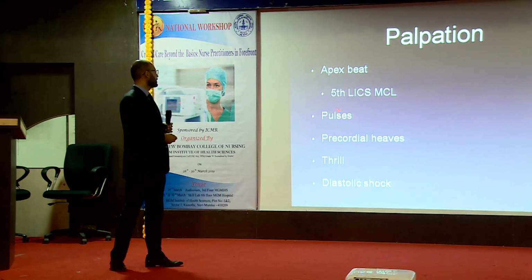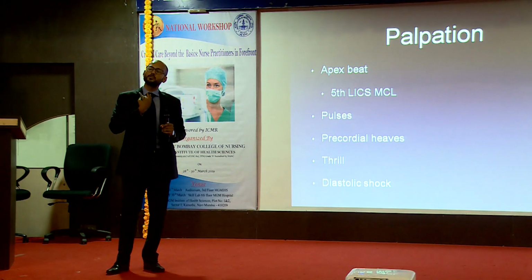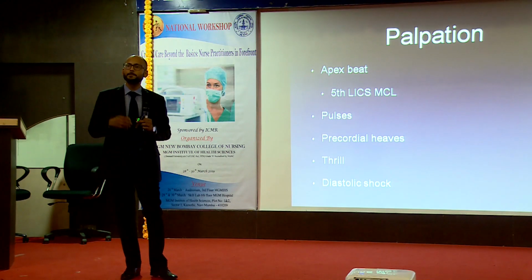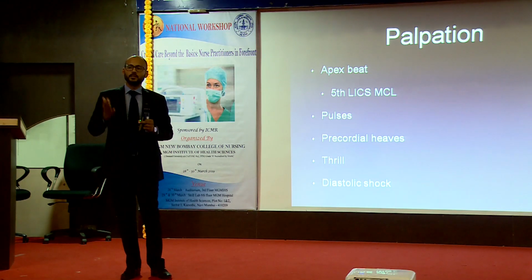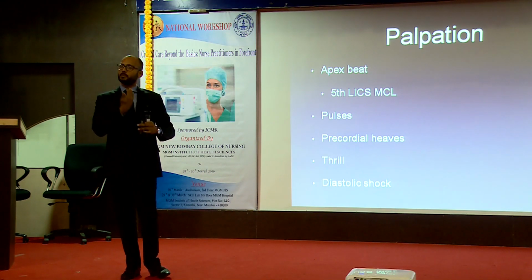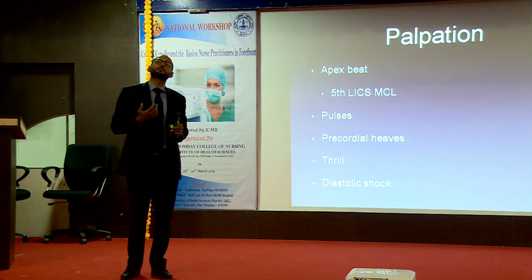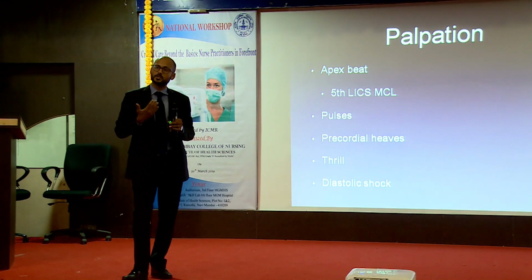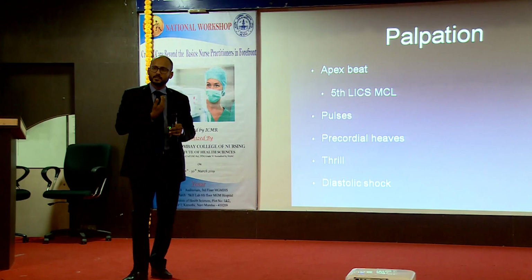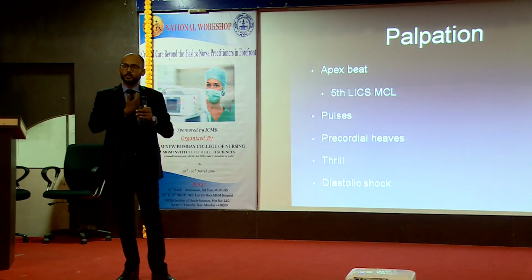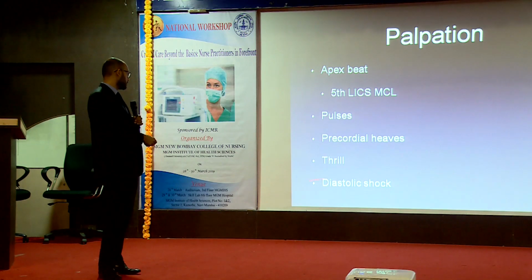What else? Pulses we've already touched upon. Precordial heaves we've already mentioned. How do you check for a precordial heave? Does anyone know how you check for it? Amin? It's with the ulnar border of your hand, just placed next to the sternum on the left side. If the patient has pulmonary hypertension, right heart failure, or pulmonary stenosis, it will be heaving. Generally in you and me, if we don't have those things, you shouldn't feel a heave over there.